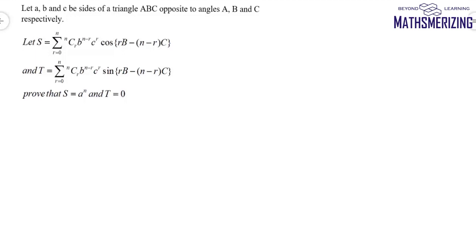Let a, b, c be the sides of a triangle ABC which are opposite to the angles A, B and C respectively. Now we are given two series, one which is S, that is summation nCr b to the power n minus r c to the power r cos(rB minus (n minus r)C), and then another series T, which is summation r varies from 0 to n, nCr b to the power n minus r c to the power r sin(rB minus (n minus r)C).